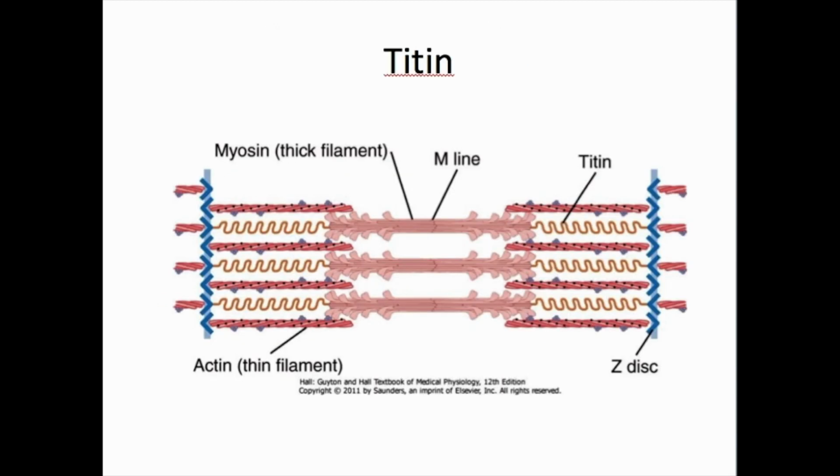Wondering what is titin? Titin is a springy filamentous protein which keeps the myosin and actin filaments in place. It is one of the largest protein molecules in the body, extending from Z disc to M line. Titin acts as a spring while the length of the sarcomere is changed, and it also acts as a template for contractile filament formation.